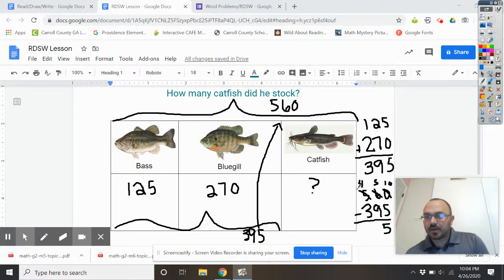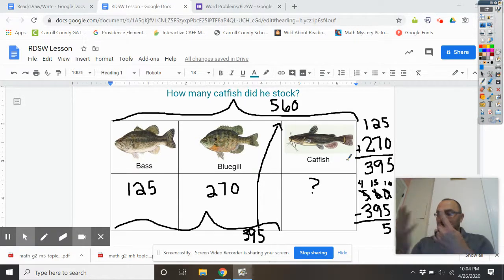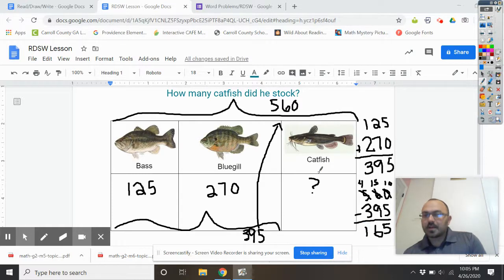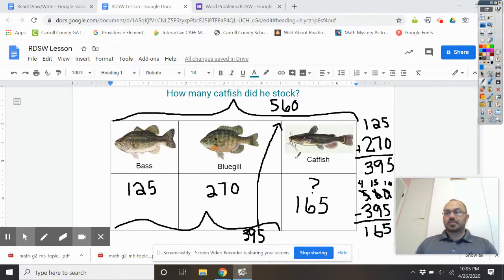So take 100 away, so now I'm left with 4, and add, excuse me, to the tens. So how many tens make up 100? 10. So I had 5 already, and I'm going to add 10 to it, so that becomes a 15. So 15 minus 9, 10, 11, 12, 13, 14, 15 is 6. And 4 minus 3 is 1. So there are 165 catfish.